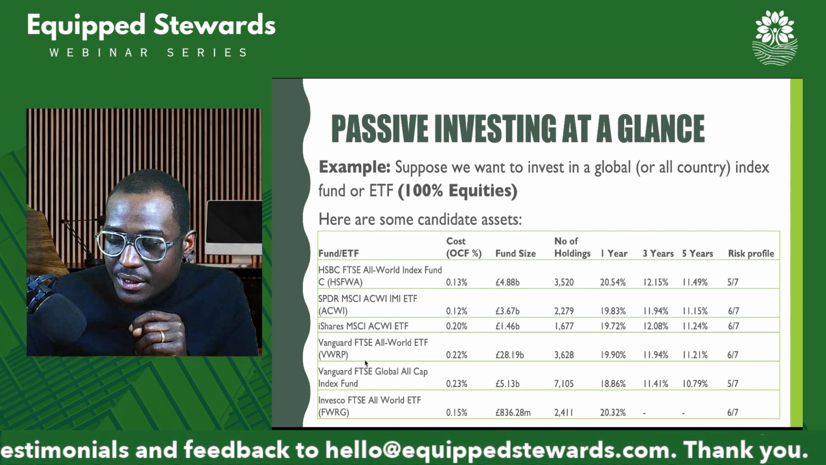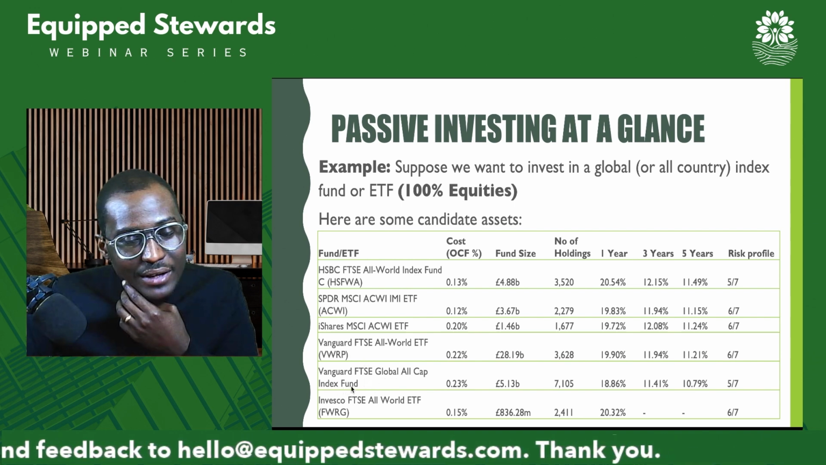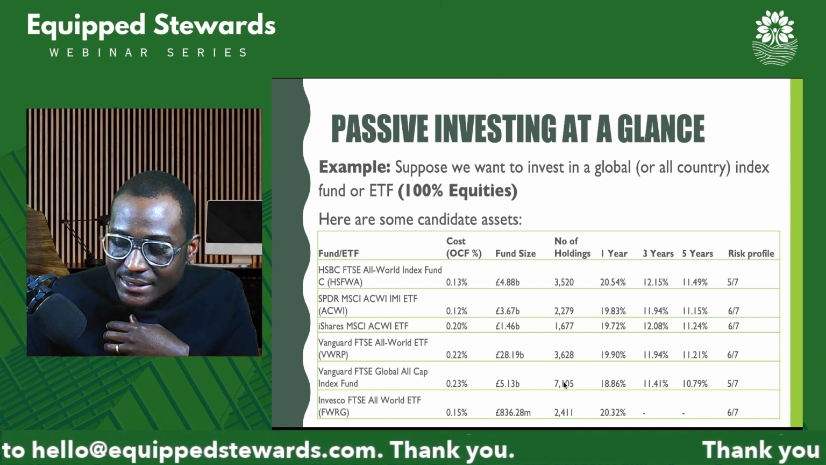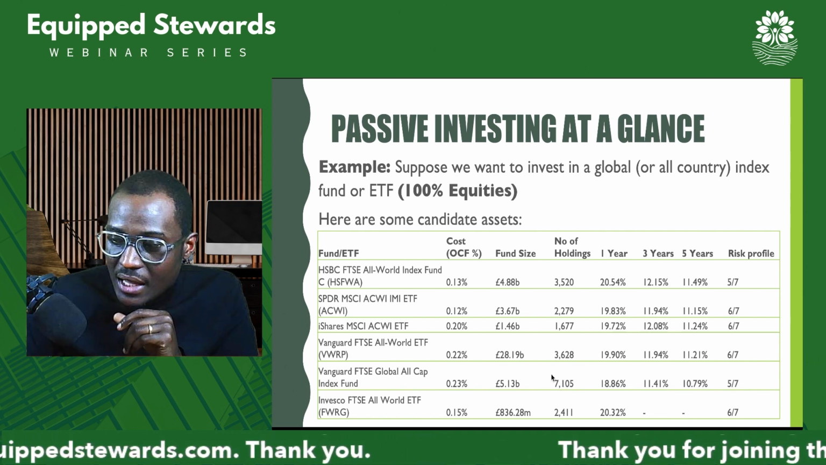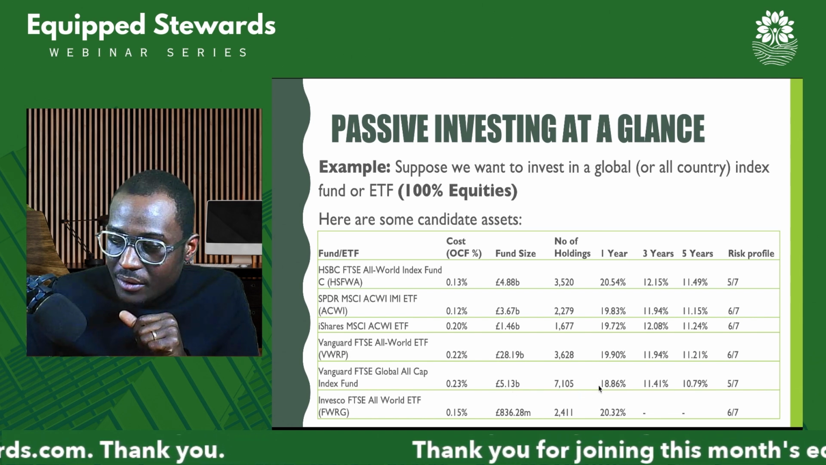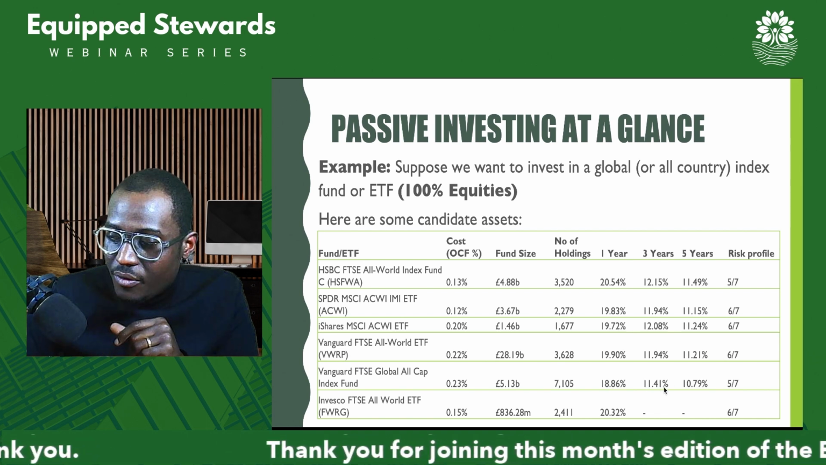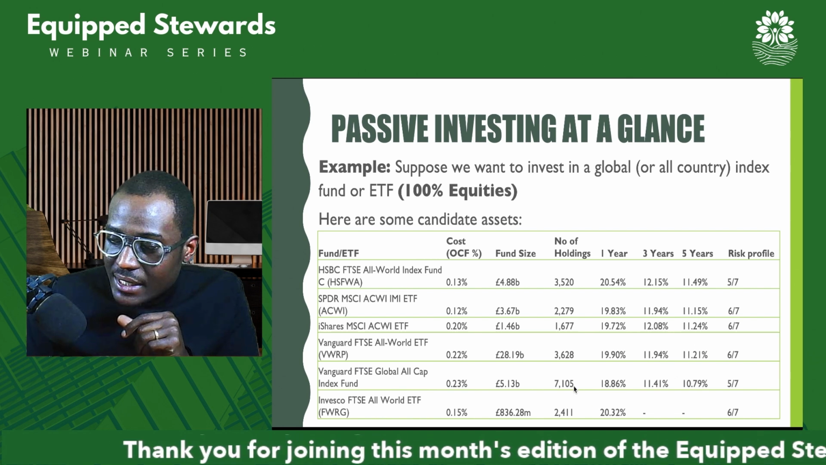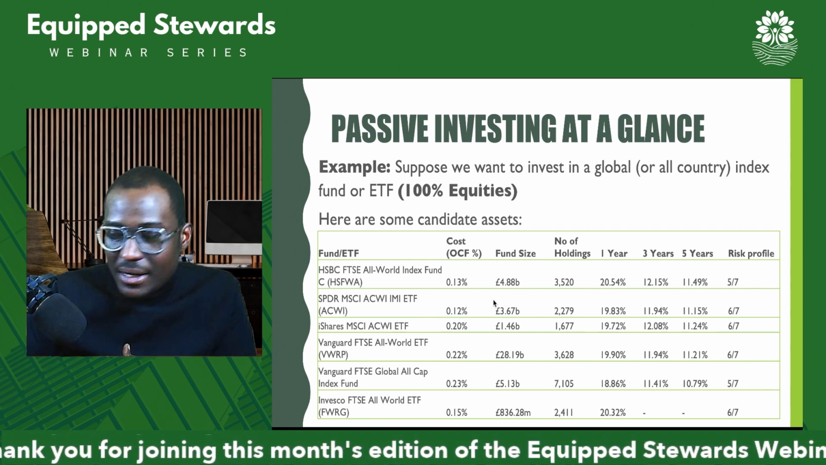For example, the Vanguard FTSE Global All Cap Index Fund, which is a highly recommended fund, charges 0.23%, and it holds about 7,105 different companies within the fund. And you can see the value of the fund is about £5 billion. Okay, and look at the annual return in the last 1 year, 18.86%. In the last 3 years, 11.41%. In the last 5 years, 10.79%. So you can see the higher the return, the better the performance of the fund.